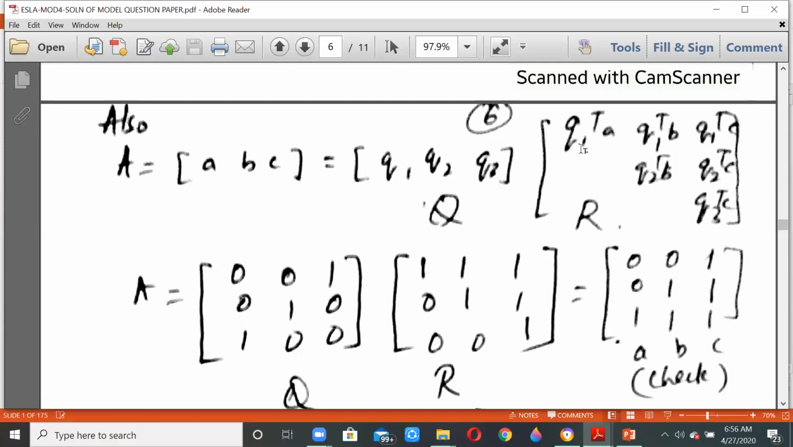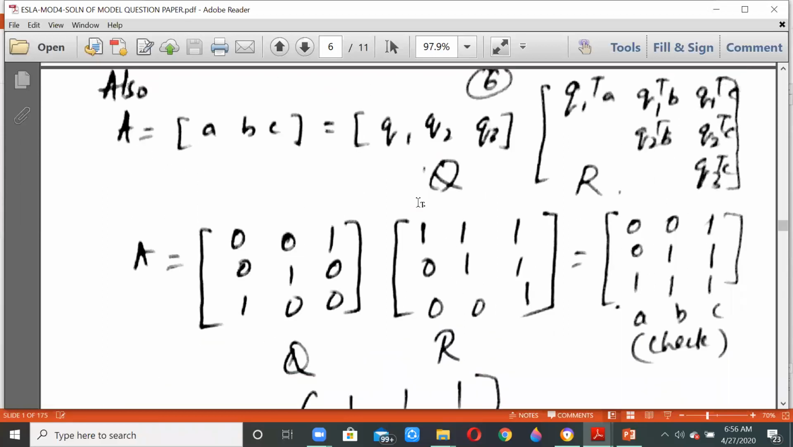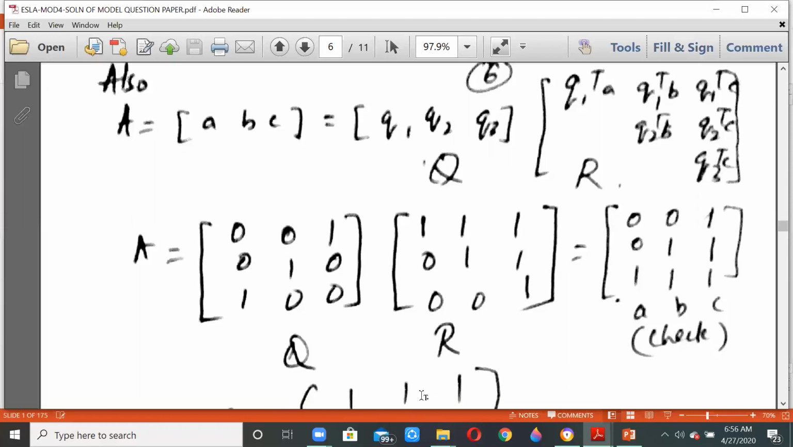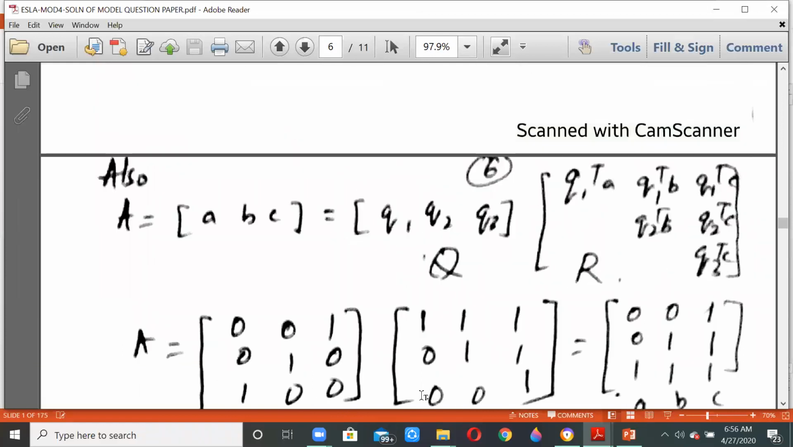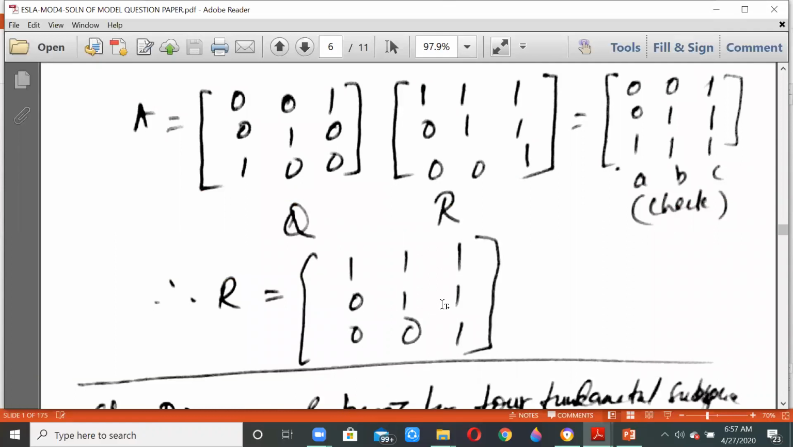So we can try to substitute over here. This just corresponds to the value of R, and you need not write all these things because we know all this already. Use it as a check. You can just see whether it is true at all. So we need to write the R from here. Q1 transpose A is 1, Q1 transpose B is also 1. All these are 1s. So therefore we'll get 1, 1, 1, 0, 0, 0, 1, 1, 0, 0, 1 as the value of R.